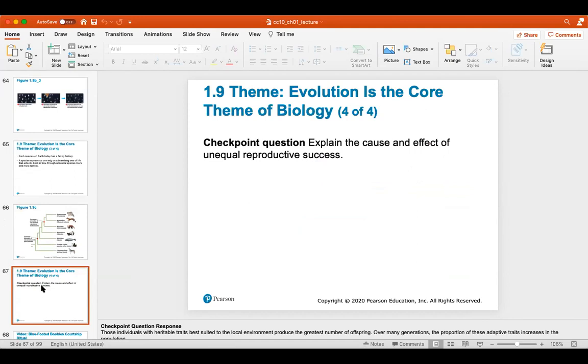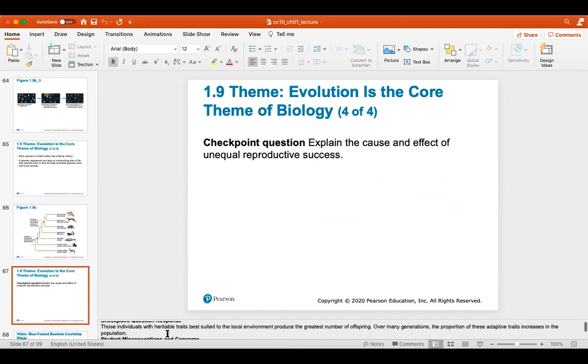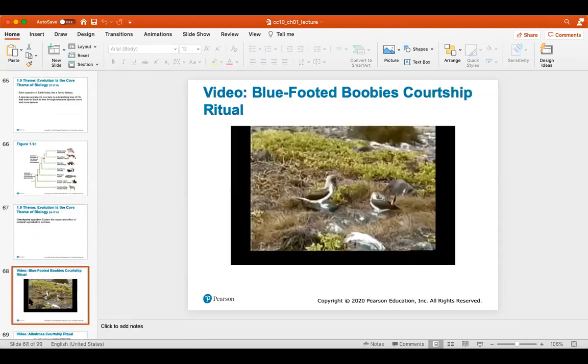Explain the cause and effect of unequal reproductive success. The answer here: those individuals with heritable traits best suited to the local environment will produce the greatest number of offspring, and over many generations, the proportions of these adaptive traits increases in the population.